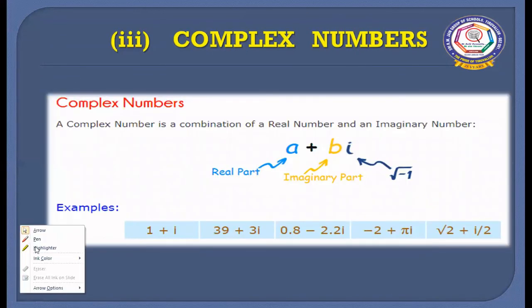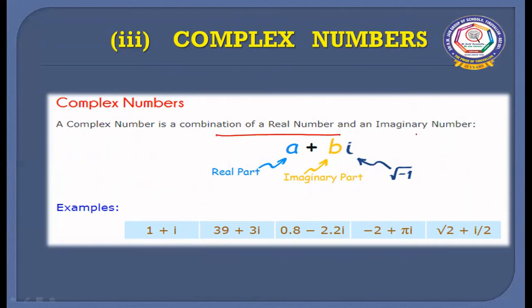So a complex number is a combination of a real number and an imaginary number. It contains a as the real part and b as the imaginary part, where instead of the j value that we use in mathematical terms, in Python we use the value i, which means the square root of -1. These are some examples of complex numbers.